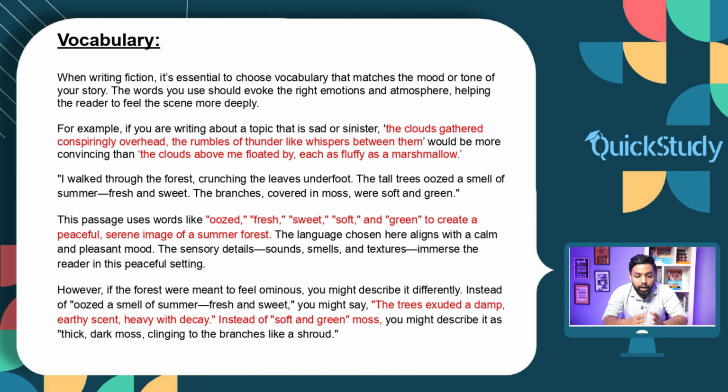So, for example, "I walked through the forest, crunching the leaves underfoot. The tall trees oozed a smell of summer, fresh and sweet. The branches covered in moss were soft and green." This passage uses words like oozed, fresh, sweet, soft, and green to create a peaceful, serene image of a summer forest. The language chosen here aligns with a calm and pleasant mood. The sensory details, sounds, smells, and textures immerse the reader in this peaceful setting.